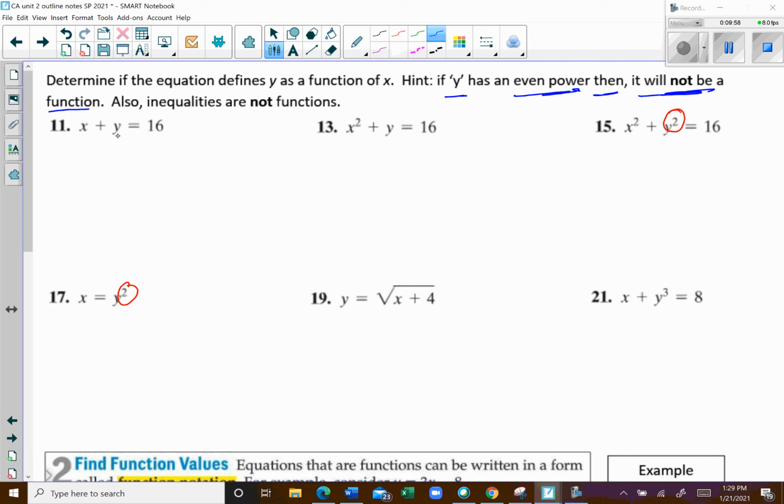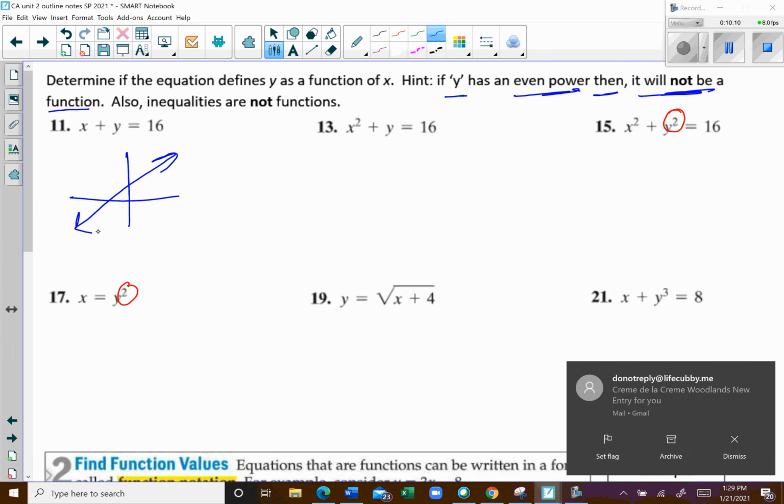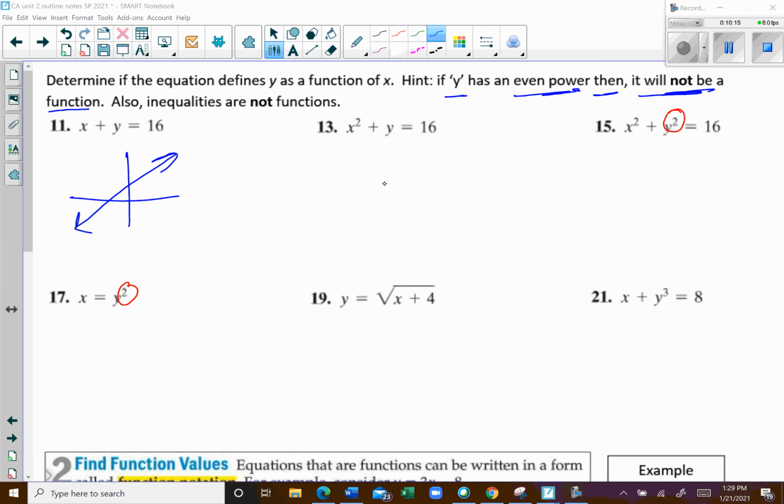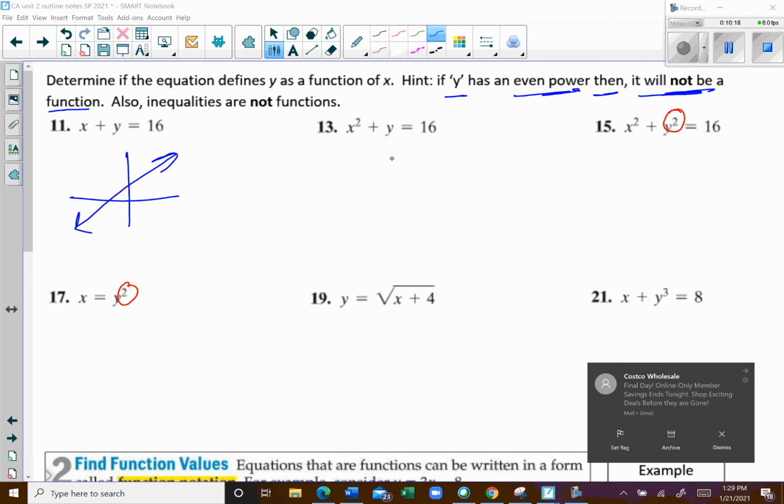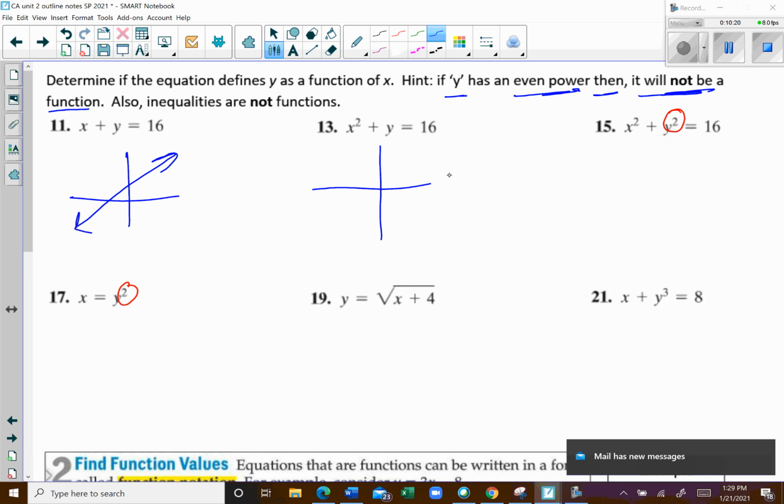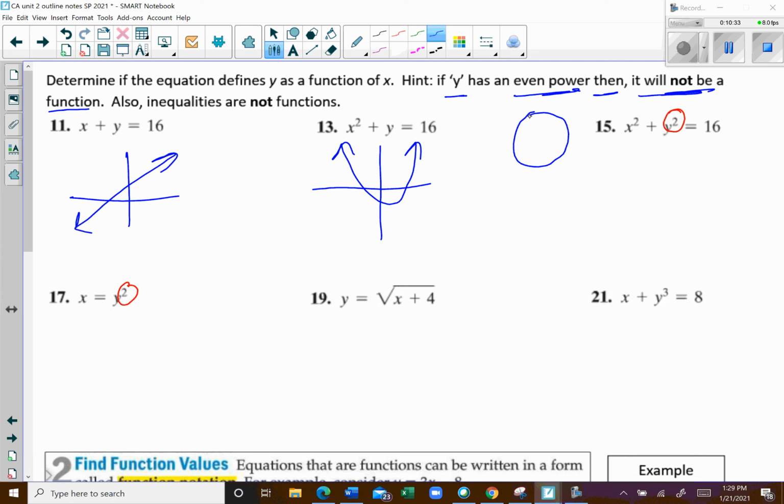So the first one, if you were to graph this, it would be a line. Okay, and you should be familiar with graphing lines, so we'll do a little bit of graphing lines, but not too much. The next one is going to be a parabola. You probably should be familiar with how that looks. It's going to be kind of U-shaped. And then number 15, if you were to graph this, which you can, it's actually a circle.